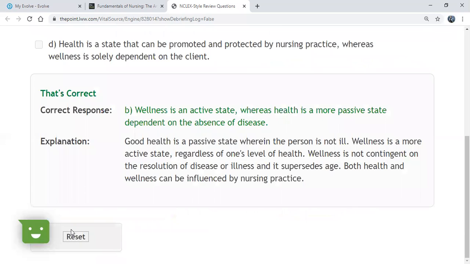All right, so yes, wellness is an active state, whereas health is a more passive state, depending on the absence or the infirmity of the disease, right? Good health is a passive state. The person is not ill. Wellness is more active regardless of the level of health. Wellness is not contingent on the resolution of disease or illness, and it supersedes age. Both health and wellness can be influenced by the nurse.